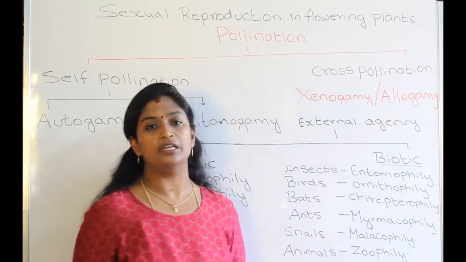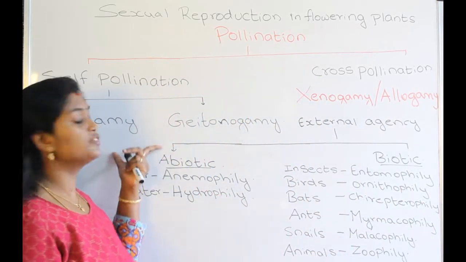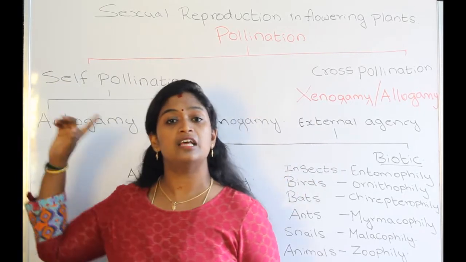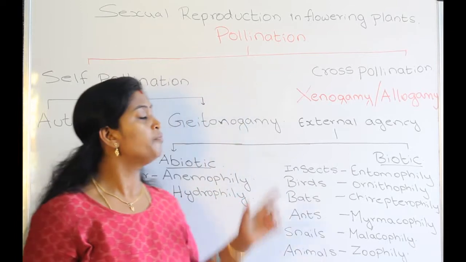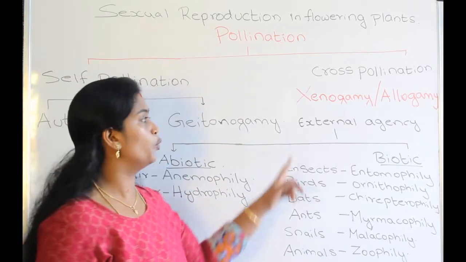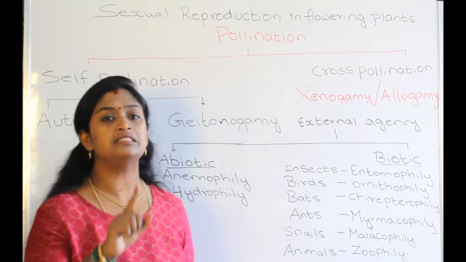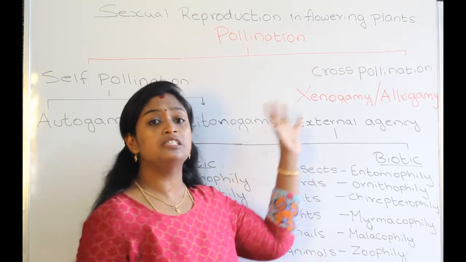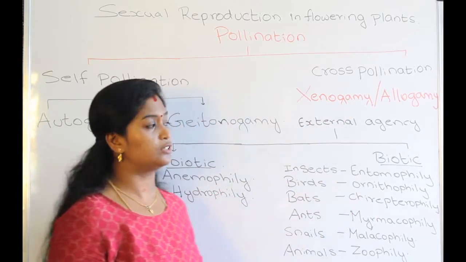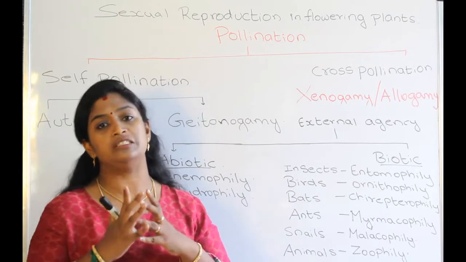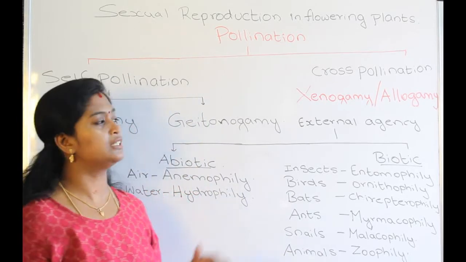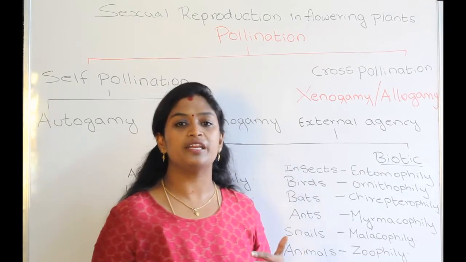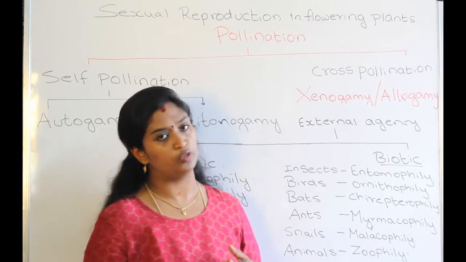Moving on to cross-pollination, the disadvantage of self-pollination turns out to be the advantage of cross-pollination. In self-pollination there is no genetic recombination, whereas in cross-pollination, since the transfer of pollen grain from the anther of one flower of one plant to the stigma of another flower of another plant takes place, there is shuffling of genes. So there is genetic recombination. Since there is genetic recombination, we can see variation. Since there is variation, it gives rise to the evolution of new species.